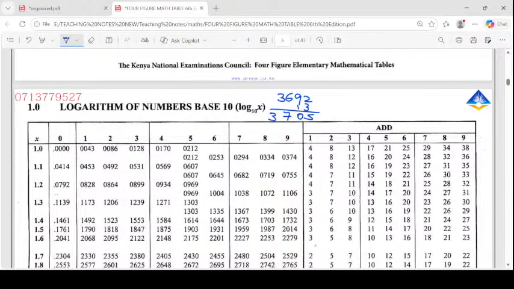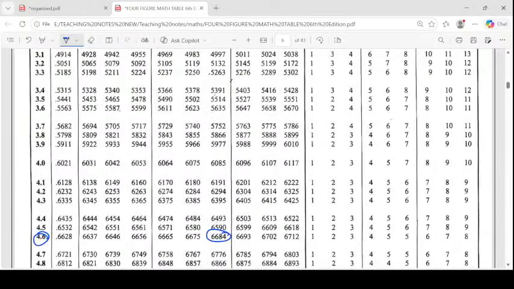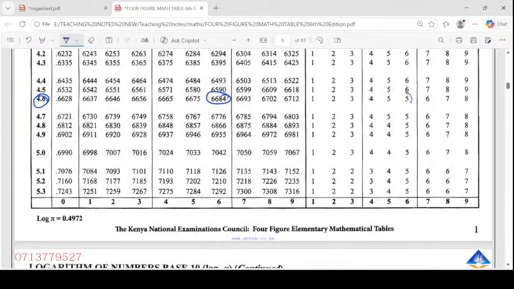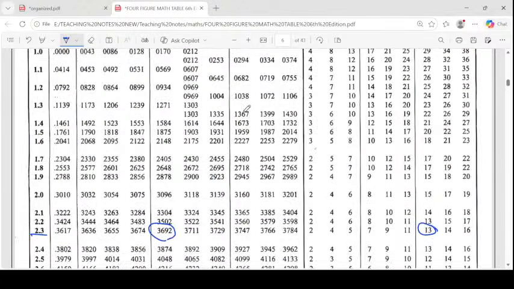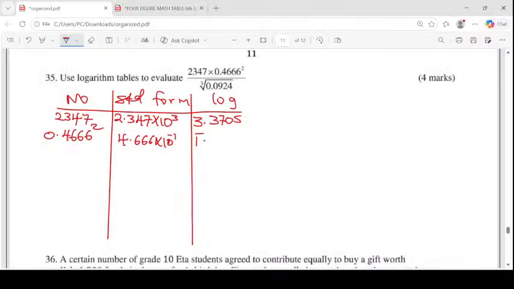Let us note it down here: 6684. Then 4.66, then 6. 4.66, then 6 here is 5. We add that particular 5. This will become 6689. Now, because it was squared, we are going to multiply it by 2.